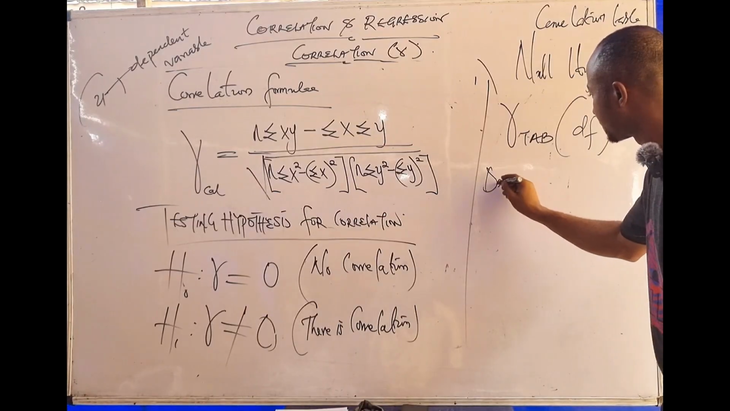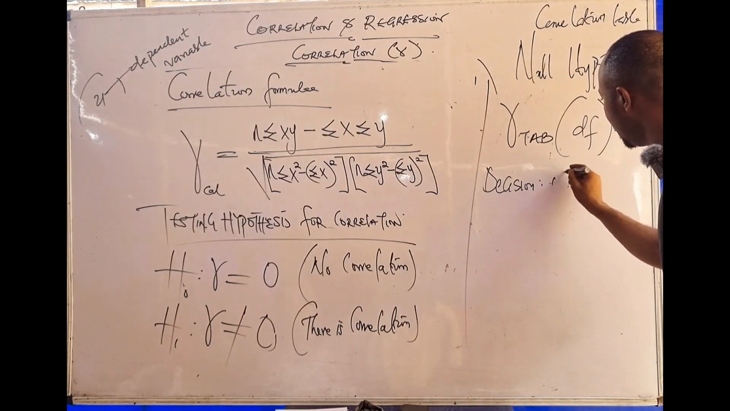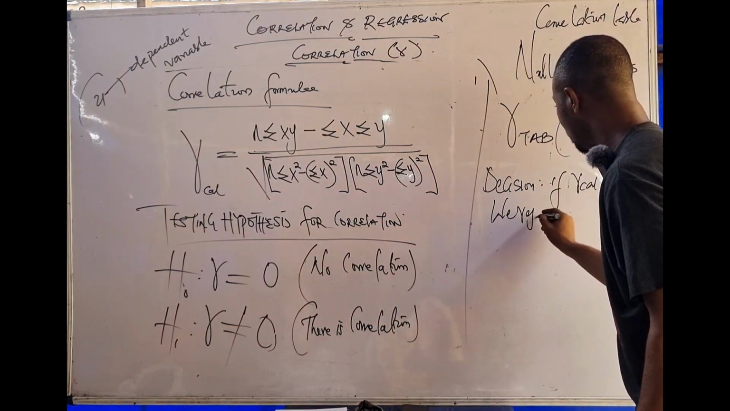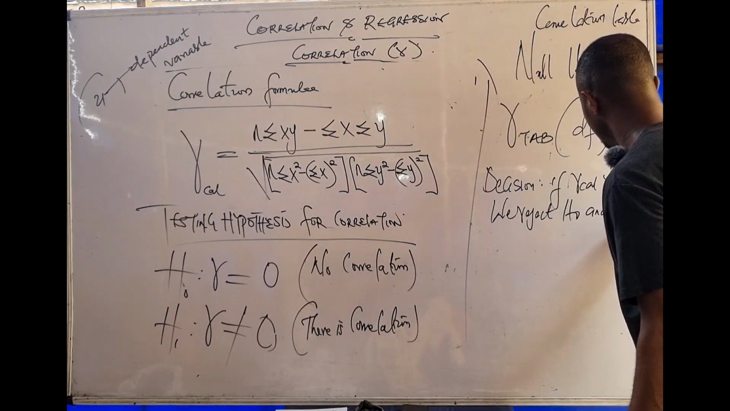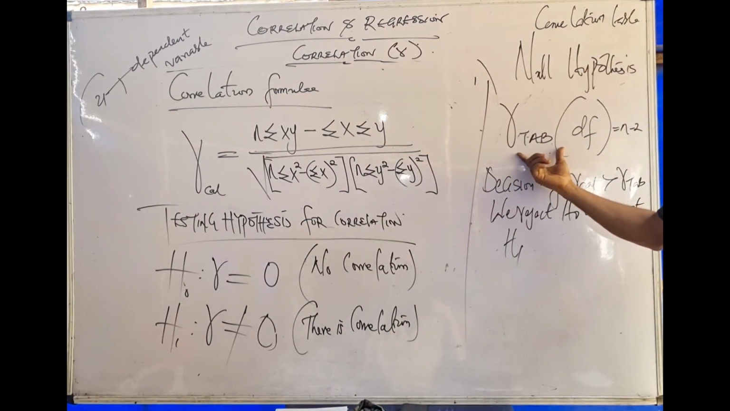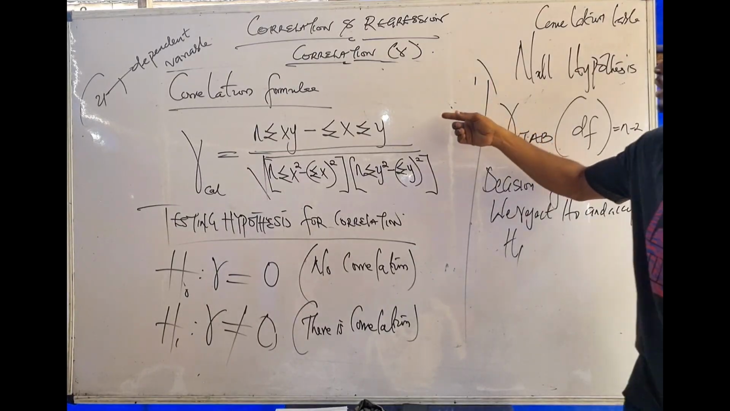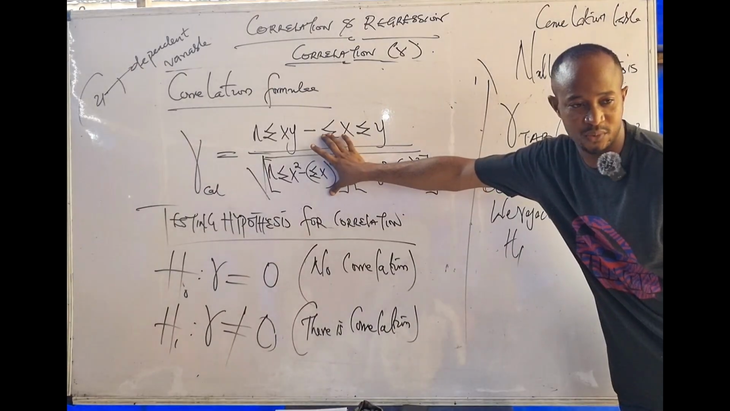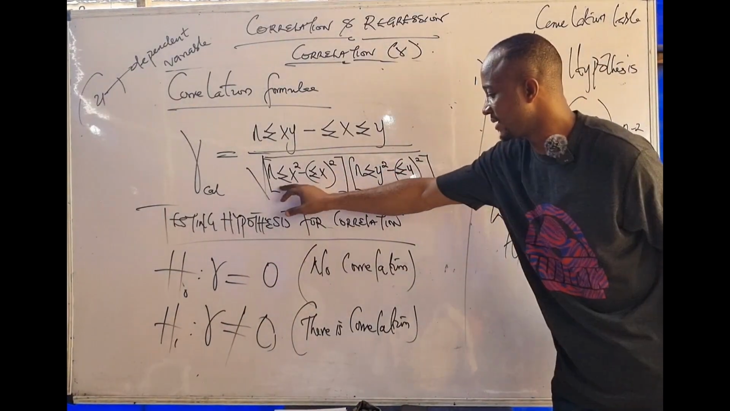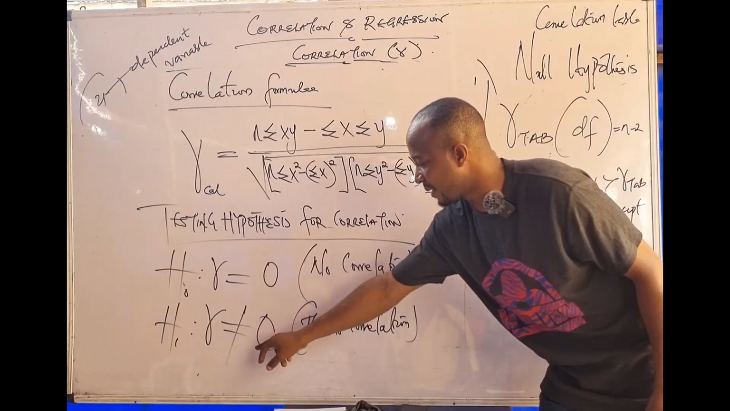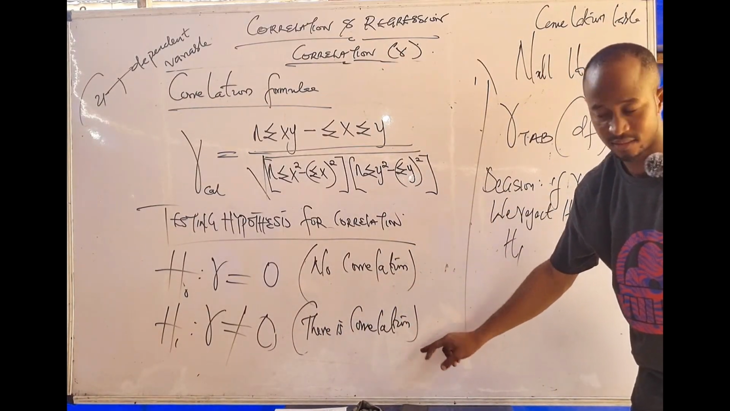But in your decision, if r calculated is greater than r tabulated, we reject H0 and accept H1. After getting your r calculated, you get your critical value, which is r tabulated. R tab means your correlation value from your particular table. Get the value, then compare your calculated with your tabulated. If your calculated is greater than tabulated, reject H0 and accept H1. If I'm to reject H0 and accept H1, that means there is correlation. Is that clear?